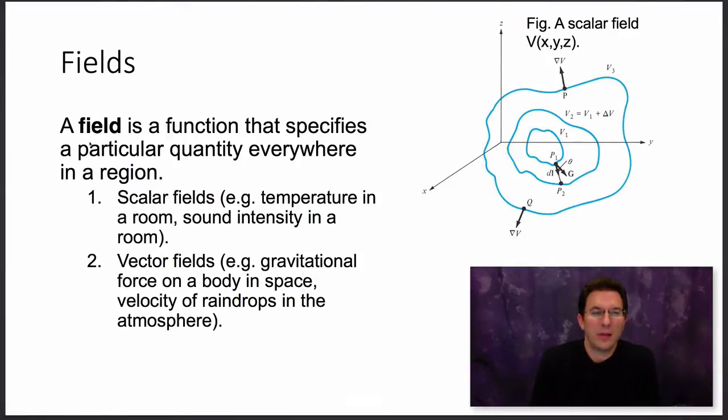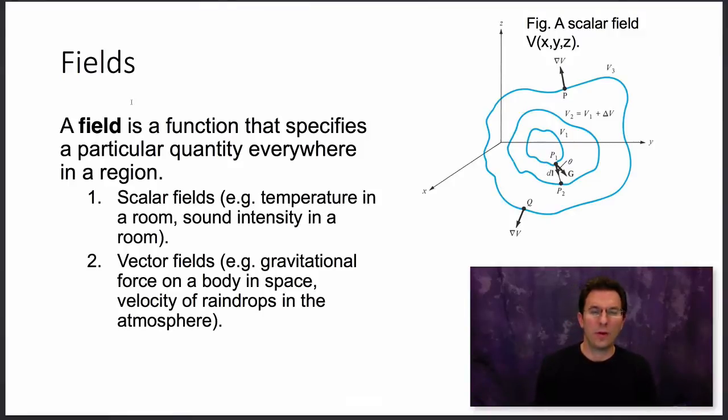Well, what exactly is a field? A field is a function that specifies a particular quantity everywhere in a particular region. So for instance, we have two basic kinds of fields, scalar fields and vector fields. In the case of scalar fields, a good example would be the temperature in this room. For every single point in this room, I can assign a temperature value. And that's really all a field is. It just takes a region of space, and for every single point in that region of space, it assigns a number, in the case of a scalar field.